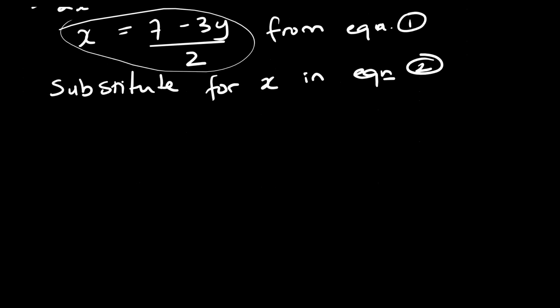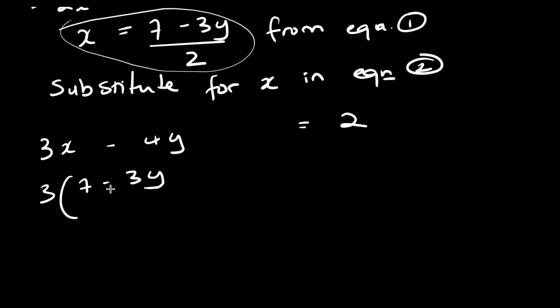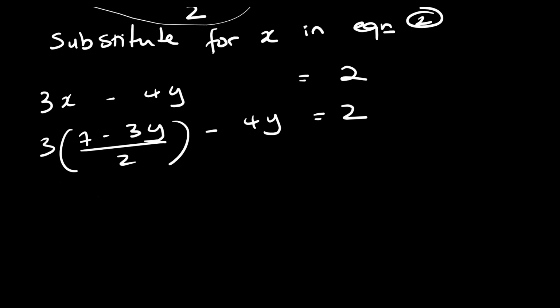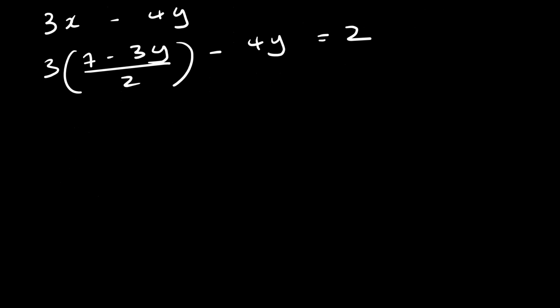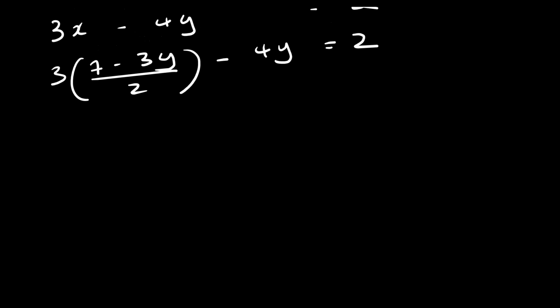Despite what you believe, I'm getting more adept at doing this, right? So instead of having 3x minus 4y is equal to 2, I'm going to have 3 times (7 minus 3y over 2) minus 4y is equal to 2. And you're going to be like, why would you do that, right? It's not that bad. I know you love fractions. Don't hide it, right? We're going to solve it. You can do it. I believe in you. All of that good stuff, right?